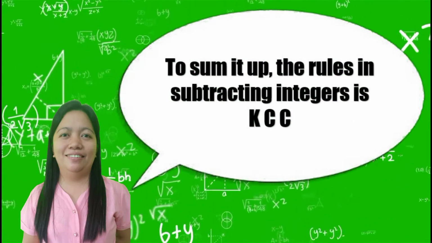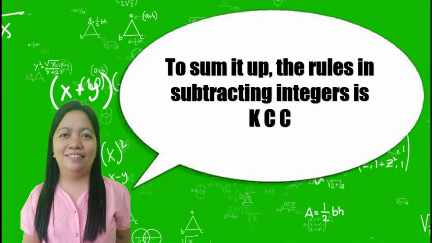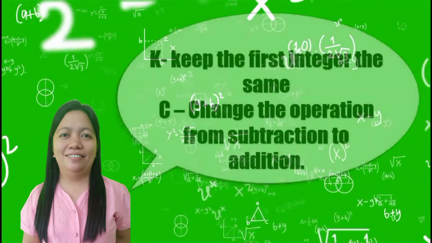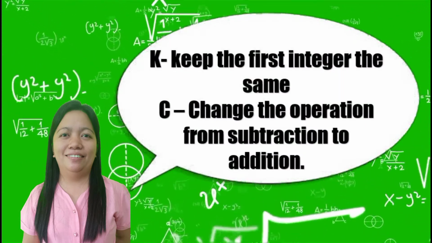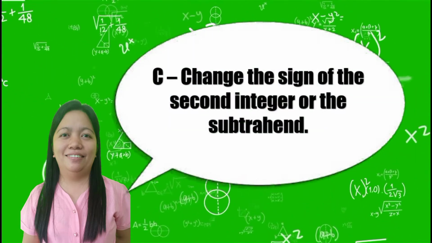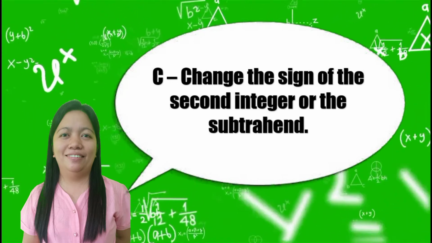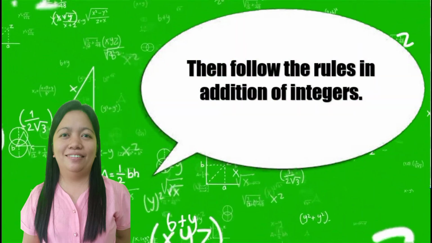To sum it up, the rule in subtracting integers is KCC. K, keep the first integer the same. C, change the operation from subtraction to addition. Then C, change the sign of the second integer, or the subtrahend. Then follow the rules in addition of integers.